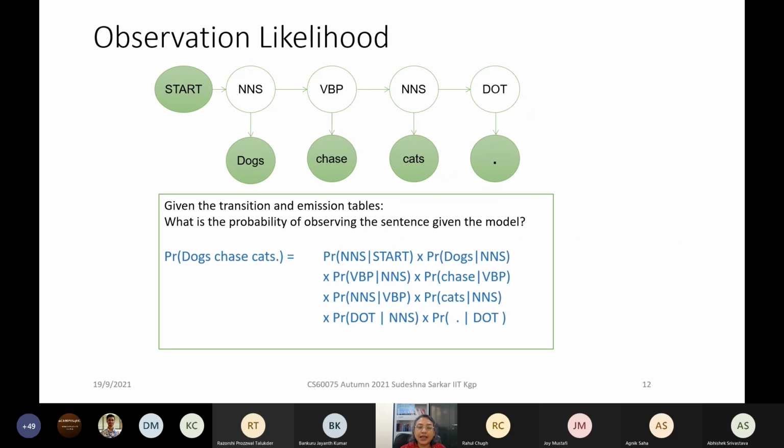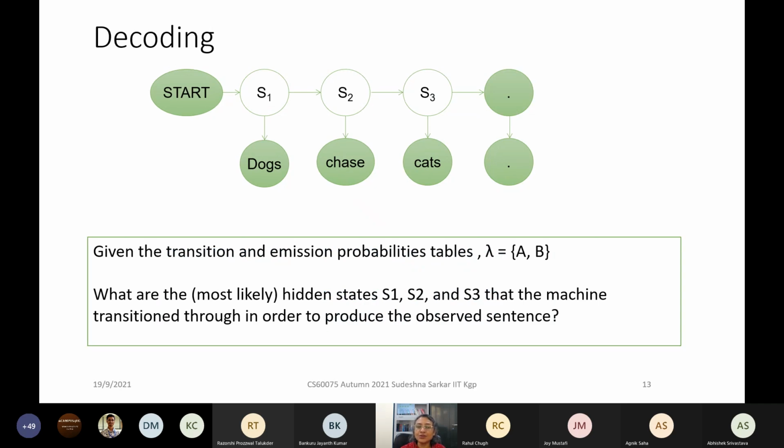So this observation likelihood, if you are given the tags, we know how to compute it. But if we do not know the tags, as you have rightly said, we have to marginalize over all possible tags, and we can do this efficiently using a dynamic programming approach. Okay, so let us look into the decoding problem.